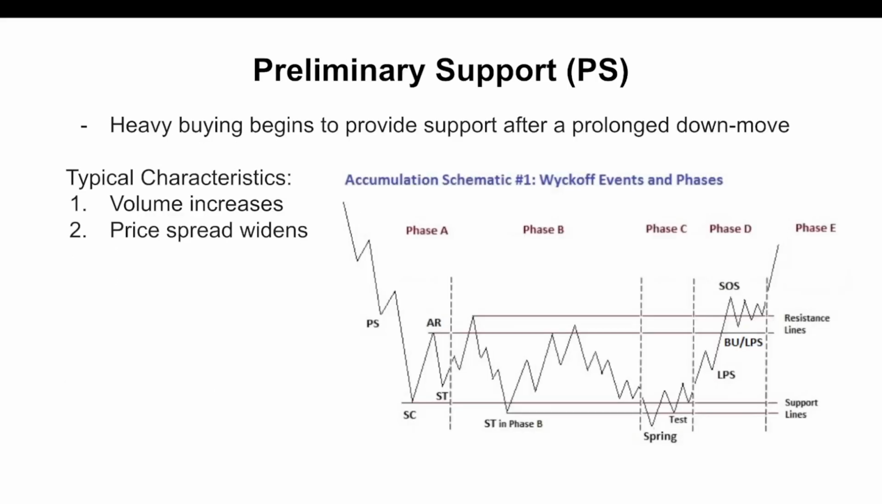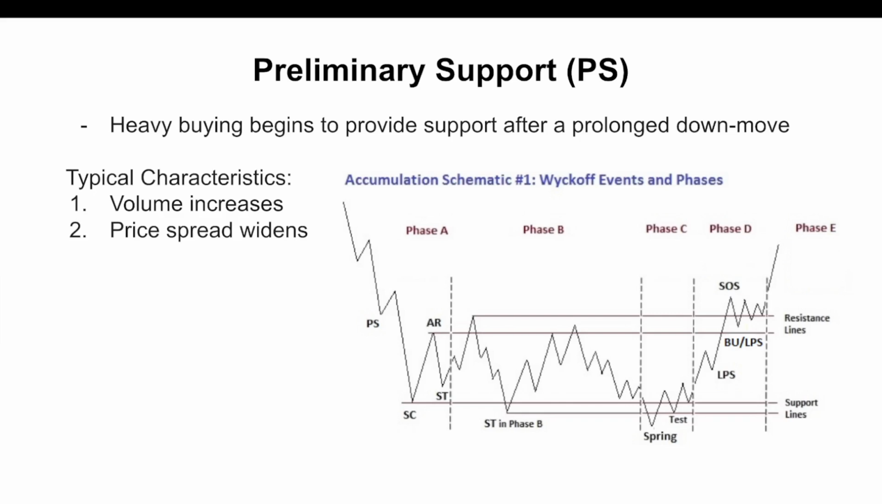So first we have the preliminary support or PS. After a long downtrend, buyers, often institutional, start stepping in quietly. You'll notice trading volume increasing and price spreads widening. This doesn't mean that the bottom is in just yet. It simply shows early buying interest, signaling that the demand is starting to absorb supply. There are some typical characteristics that you want to pay attention to for preliminary support. The two things are volume increasing and the price spread widening.